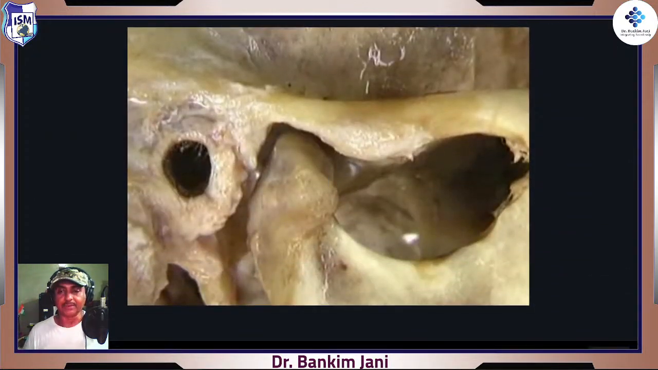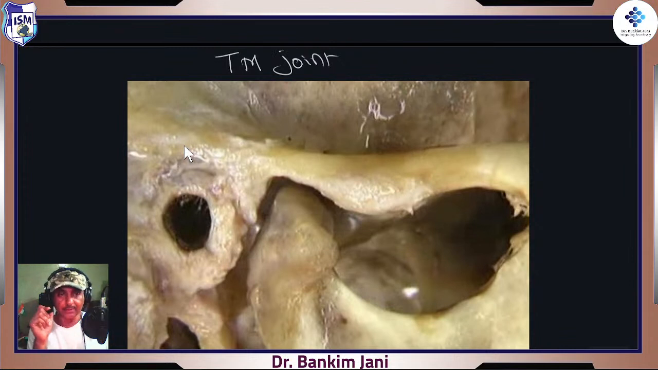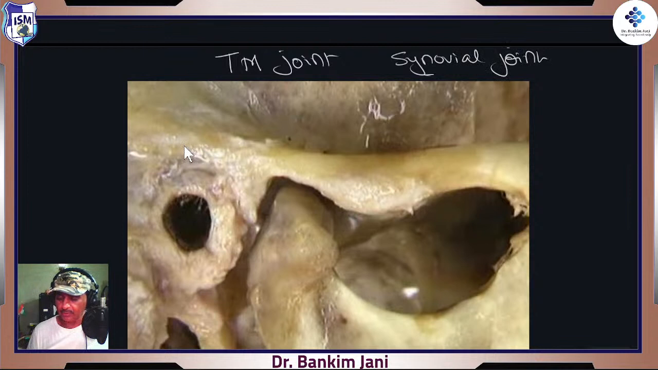Now here comes our first part. This is the TM joint, the temporomandibular joint, right? Now see, the TM joint is as such a synovial joint. And you know it so well that synovial joint means there are two articular cartilages, right?